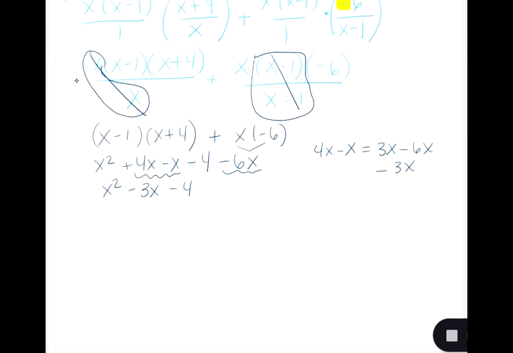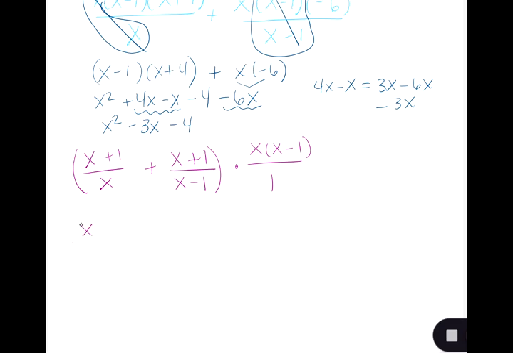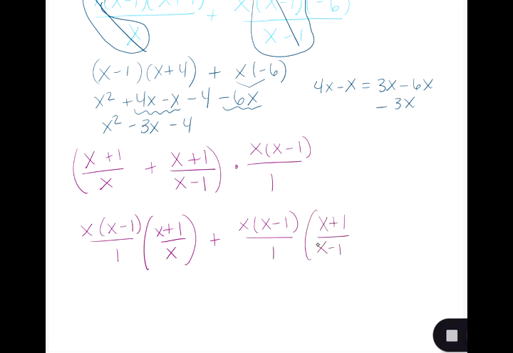And what it was: x plus 1 over x plus x plus 1 over x minus 1, and we were multiplying the entire thing by x times x minus 1 over 1, right? So again, I'm going to write it all out for you guys. x times x minus 1 times x plus 1 over x, and this one's over 1, plus x times x minus 1 over 1 times x plus 1 over x minus 1.